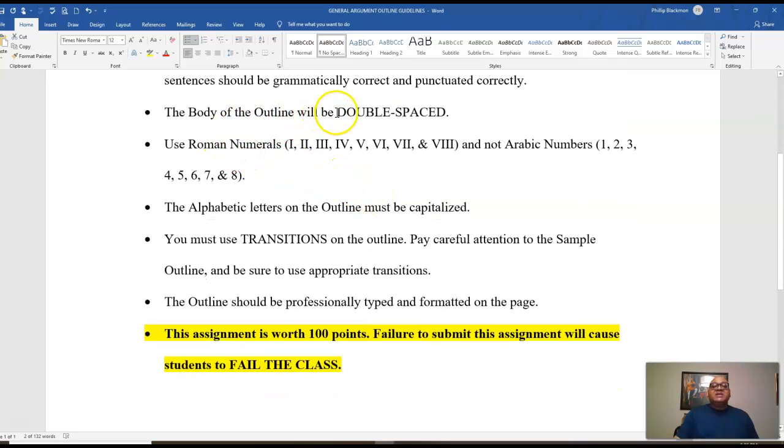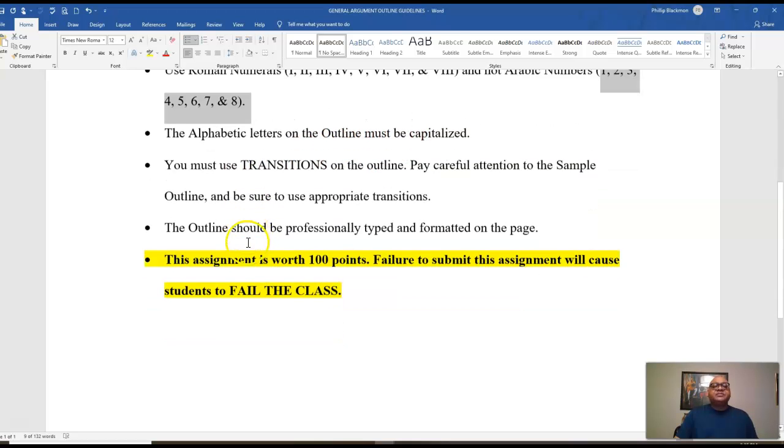You're going to double space the body of the outline. Make sure that you double space the body of the outline. Make sure that you use Roman numerals, the capital I's and the capital V, not the Arabic numbers 1, 2, 3. If you submit an outline to me with Arabic numbers, I am just going to put an F on the assignment and keep moving. You're going to make my job easy, so don't do that. Challenge me a little bit. Make sure that all the alphabetic letters on the outline are capitalized, capital A, capital B, capital C.